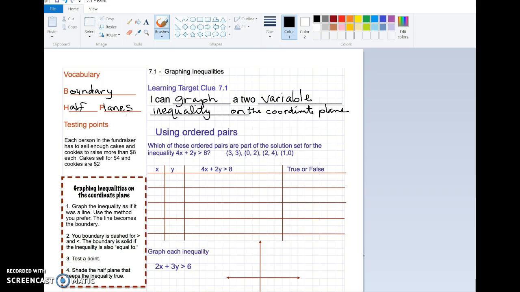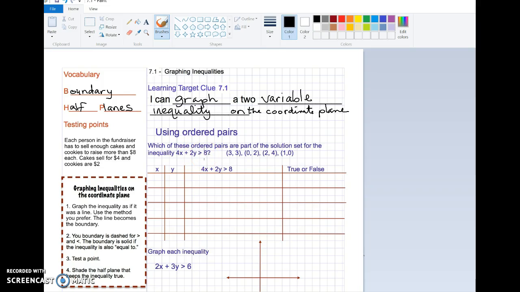Underneath testing points, we have a little problem here. Each person in the fundraiser has to sell enough cakes and cookies to raise more than $8 each. Cakes sell for $4 and cookies are $2. So we're going to write this as an inequality. So let's think about how we could write that. Well, I have it written right over here. I have 4x plus 2y is greater than 8.